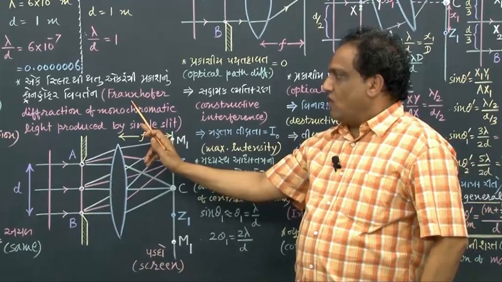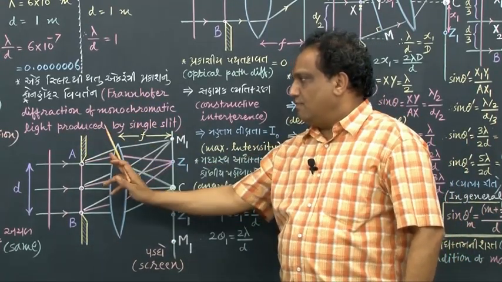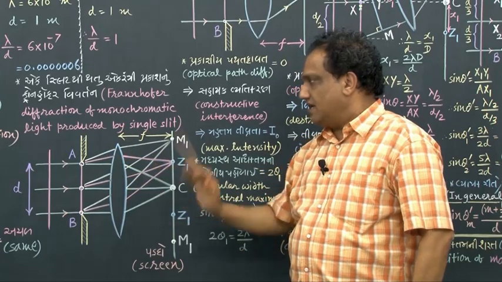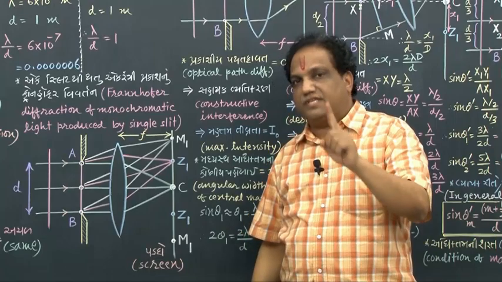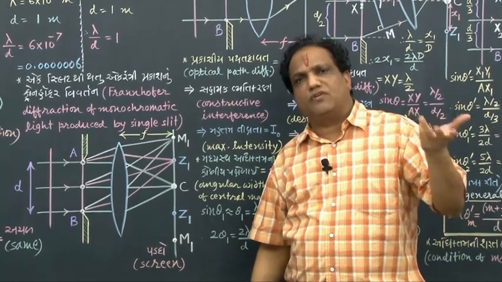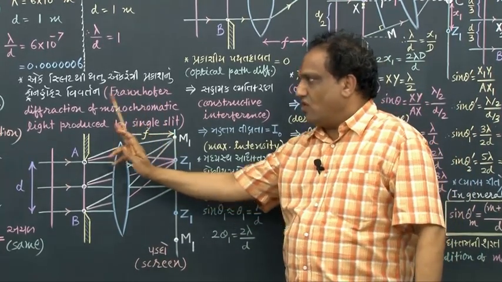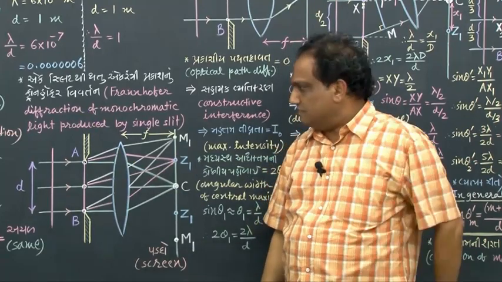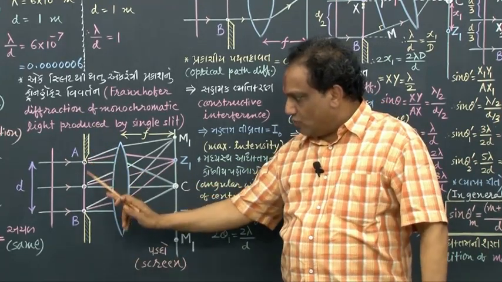Fraunhofer diffraction of monochromatic light produced by a single slit. Monochromatic light is that light which has a single wavelength or constant wavelength, or you may take constant frequency. And what do you mean by Fraunhofer diffraction? I'll tell you. Consider a slit from A to B.